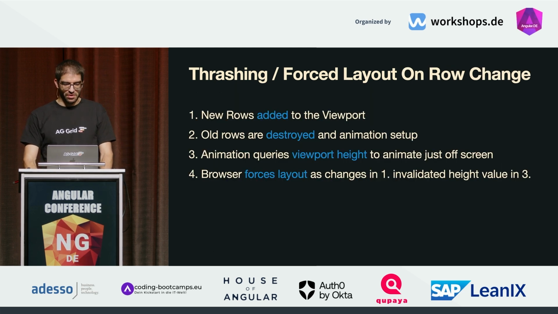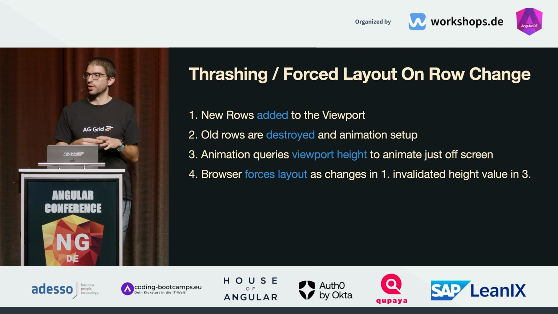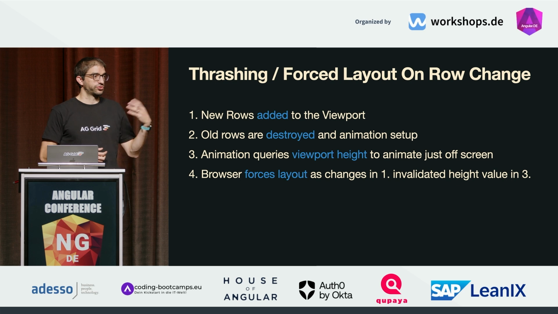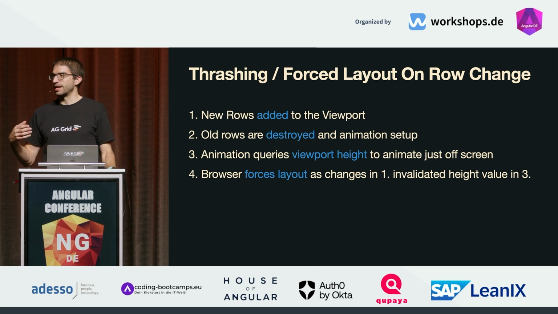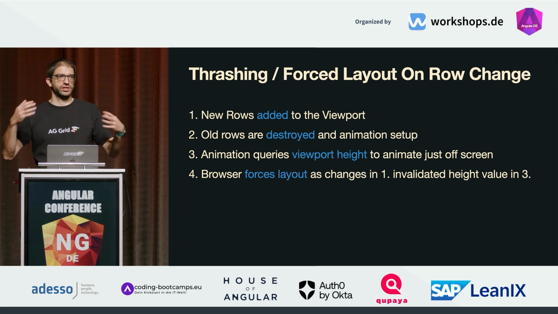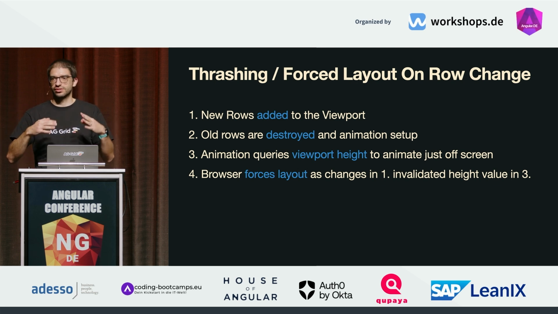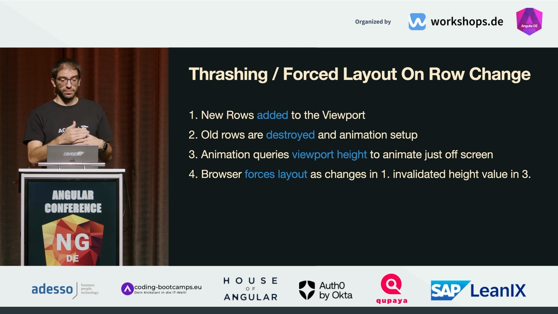So what was happening here is that we added some new rows to the viewport while we were scrolling. And then we were destroying the old rows, and we were setting up some animation. Because it's a nice feature, say, if you sorted or you've moved some rows around, that you want them just to animate in and out rather than just appearing. So we had this logic, which was just when it destroyed a row, it worked out, okay, where do I need to position this row just off the screen so I can animate it? So the animation was querying the viewport to get that information.